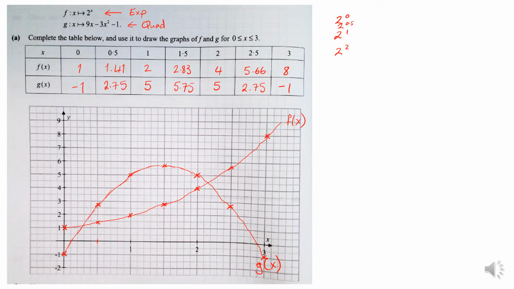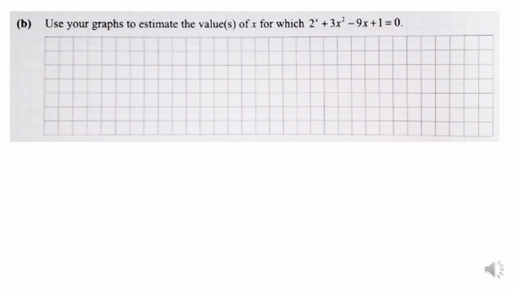Okay, so that was part A. I have no marking scheme, but lots of marks go for tables and for graphs. So the vast majority of marks will be going for this first part of the question. So part B, use your graphs to estimate the value or use of x for which 2 to the power of x plus 3x squared minus 9x plus 1 equals 0.